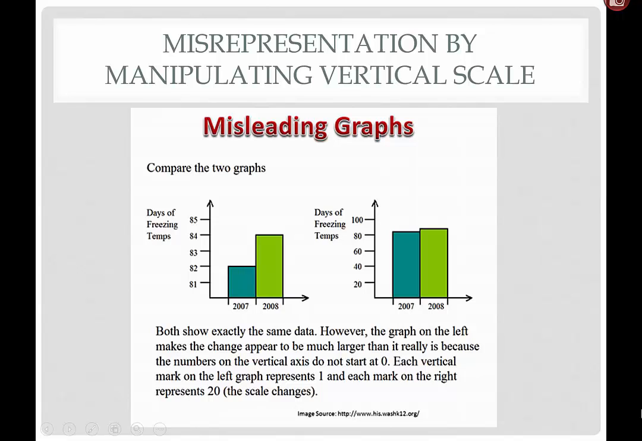Let's take a look at what the difference is. If you look at the graph on the left, you can clearly see that the difference is only 2 days. So the graph on the left is really misleading because it makes it look like a lot more days of freezing temperatures in 2008, but the difference was only 2. Notice that on the left graph, the y-axis doesn't start at 0, and that's causing that misrepresentation. The graph on the right, the y-axis does start at 0, and so the comparison is much more accurate because it shows the total number. Each bar of the graph shows the total number of days of freezing temperatures all the way from 0 up to a possible 100, whereas on the left side, the scale is not accurately showing the data.